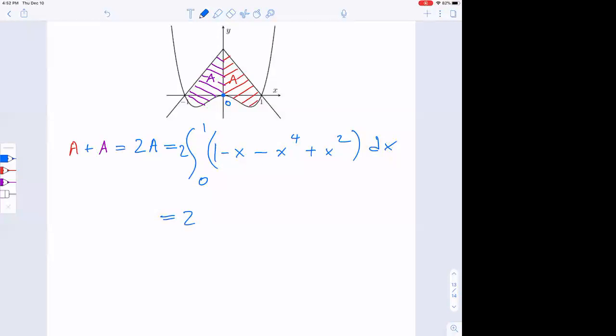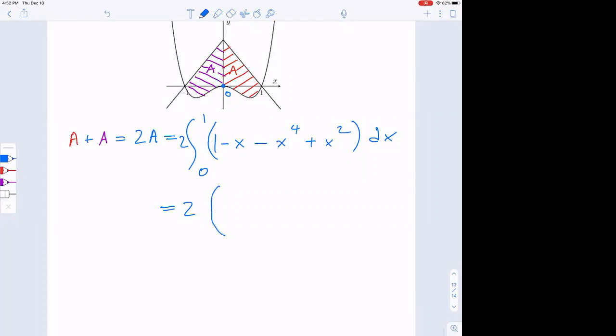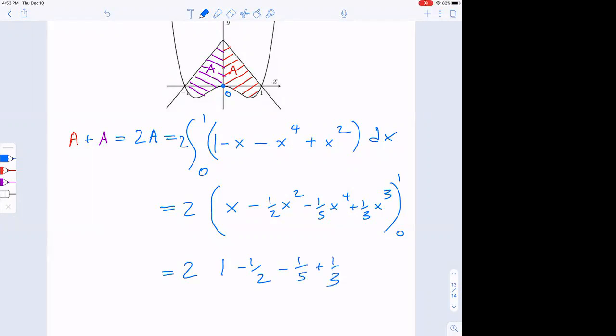Okay, so from here we just have to calculate what this is. We have 2 multiplied by my antiderivative: the antiderivative of 1 is x, and then minus 1/2 x squared, and minus 1/5 x to the power 5, and plus 1/3 x to the power 3. And I want to evaluate that from 0 to 1. Luckily enough, there's kind of nice numbers here. Plug in 1, and all we get is the coefficient. So 1 minus 1/2, minus 1/5, plus 1/3. And plugging in 0, everything kindly disappears for us.